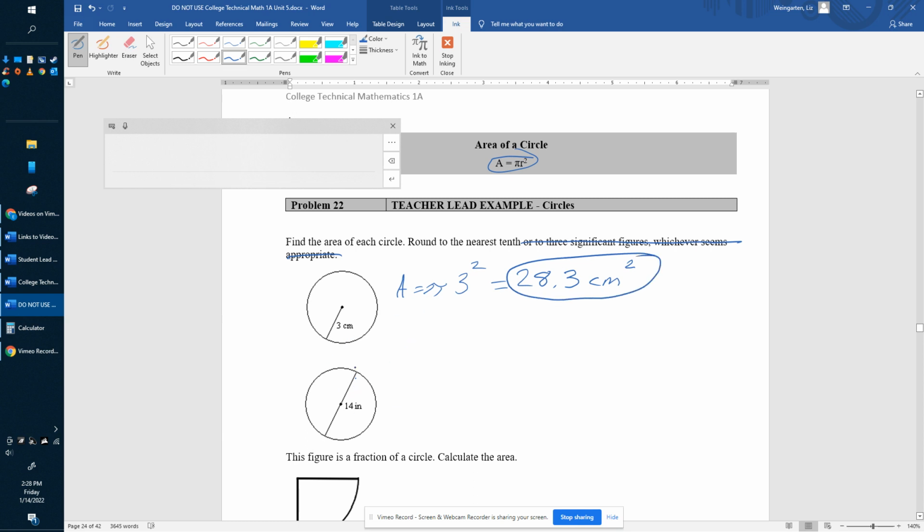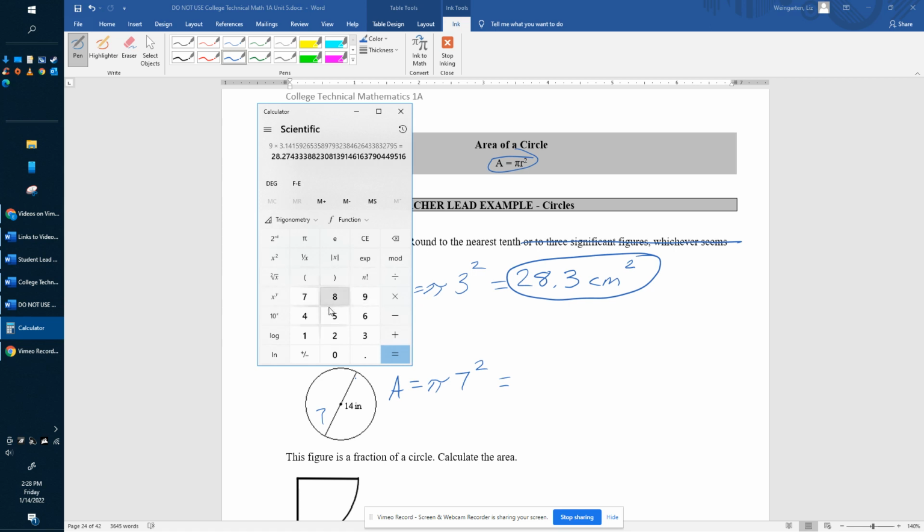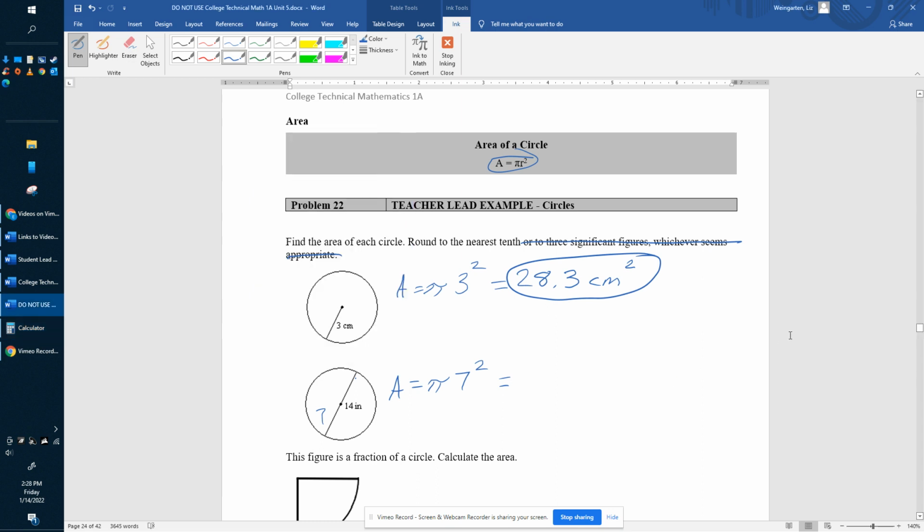All right, let's look at the next one. Now we have a diameter. So we want it in terms of radius. The radius is half the diameter, so the radius is going to be 7. So we'll have A equals pi times 7 squared, which equals, let's see what our calculator says, 49 times pi, 153.9 inches squared.